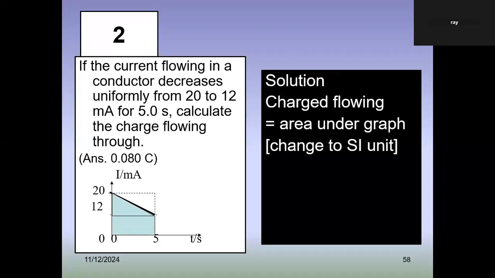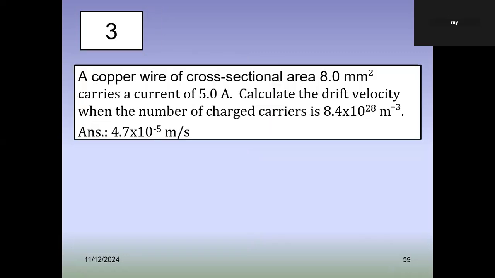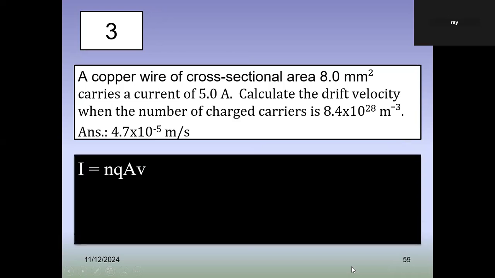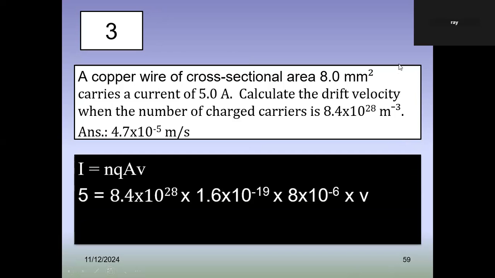Okay, let's try number 3 then. Copper of cross-sectional area 8.0 millimeter square carries a current of 5 ampere. Calculate the drift velocity where the number of charge carrier is 8.4 times 10 to the power 28 meter minus 3. Use the formula given in the formula sheet. I is nQAv. Put in the formula. Current is 5 ampere. N, that's your n.